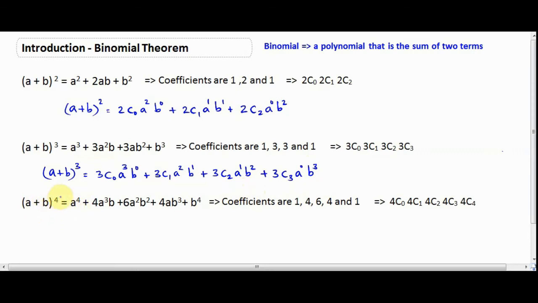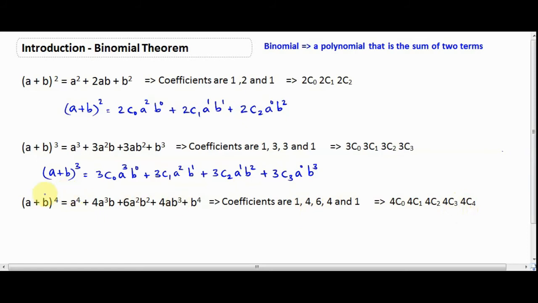Now a plus b whole raised to 4 is equal to a raised to 4 plus 4a cube b plus 6a square b square plus 4ab cube plus b raised to 4. Here coefficients are 1, 4, 6, 4 and 1. Okay, now we may rewrite these coefficients in terms of combination values like this. We may represent 1 as 4c0, 4 as 4c1, 6 as 4c2, 4 as 4c3 and 1 as 4c4.